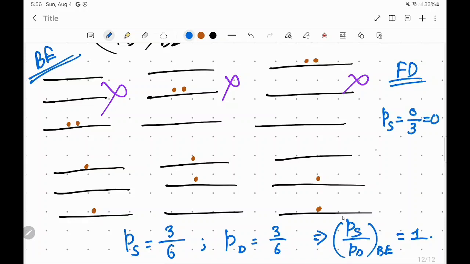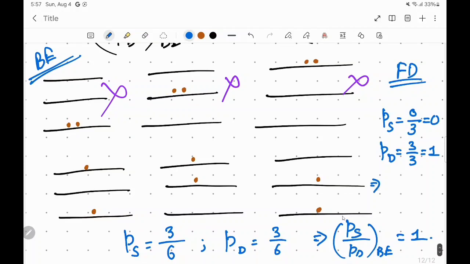So 0, and PD is 3 by 3, so it is 1. So PS by PD for Fermi-Dirac is 0 by 1, so it is 0. So nothing. Very straightforward. These are called very sweet questions, because if you crack it, then it is easy. Nothing to calculate, nothing to do. Yes, you just have to understand the question. What does it mean?